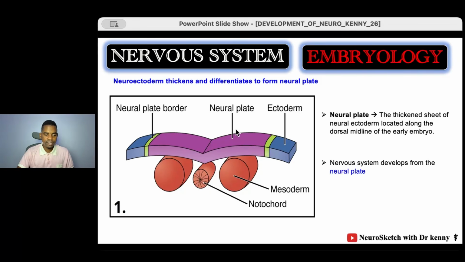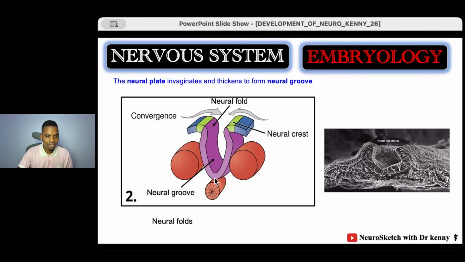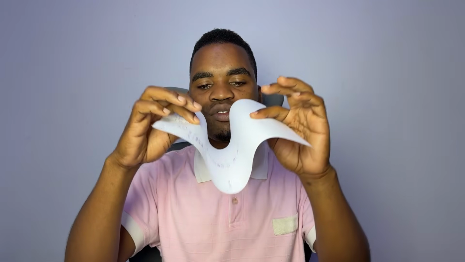Next in the process is the invagination of the neuroplate to form the neurogroove. The neuroplate folds upon itself to form the neurogroove. Here the neuroplate folds upon itself, invaginates to form the neurogroove here. So let me show you what happens. You had a plate like this, and this is called the neural plate, and the neural plate has neural plate borders that separate it from the ectoderm. What happens is you have the invagination, folding of the neural plate to form a neural groove.